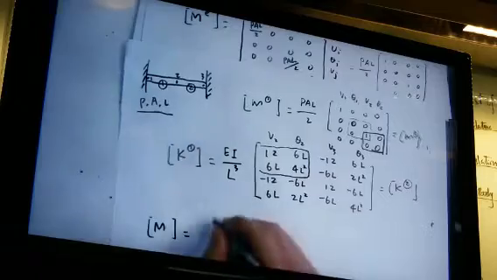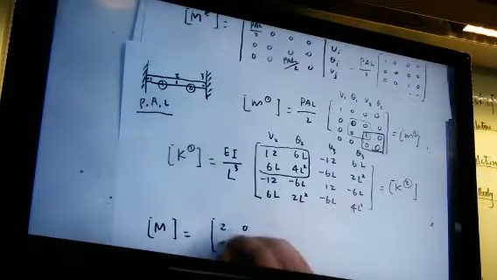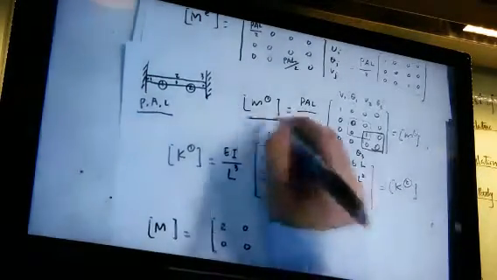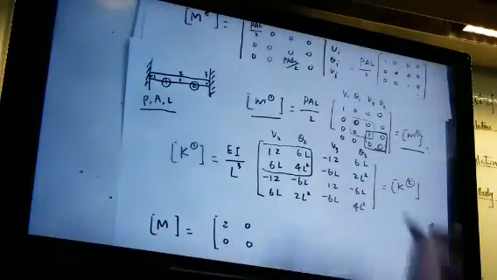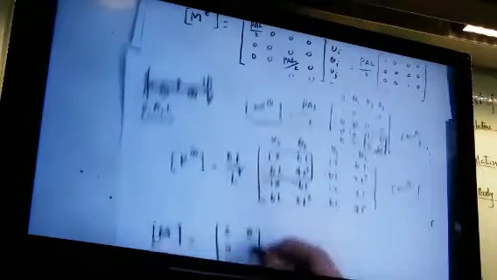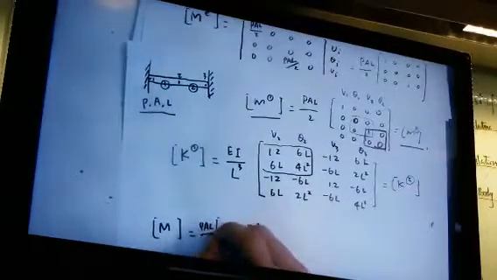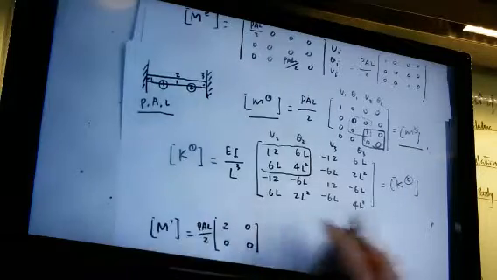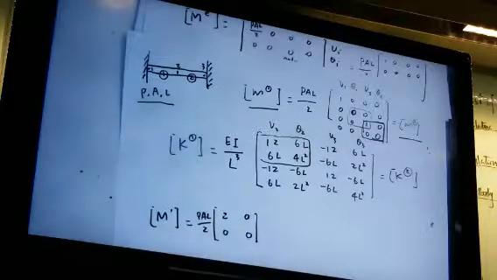will be 2, 0, 0, 0, because M1 and M2 are the same. This block, the overlapping, will give you this matrix. The coefficient is rho A L over 2. This is the global mass matrix after you apply the boundary condition. I skipped one procedure: apply the boundary condition, cross out some rows and columns, and then do the assembly. M1 and M2 are the same, K1 and K2 are the same.